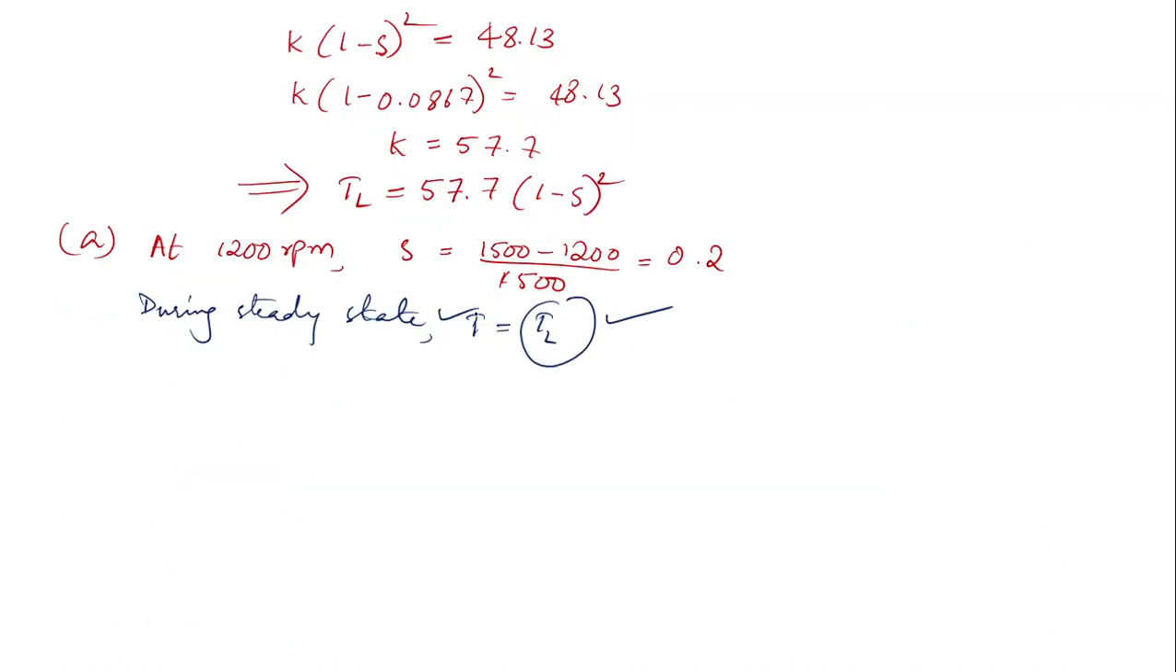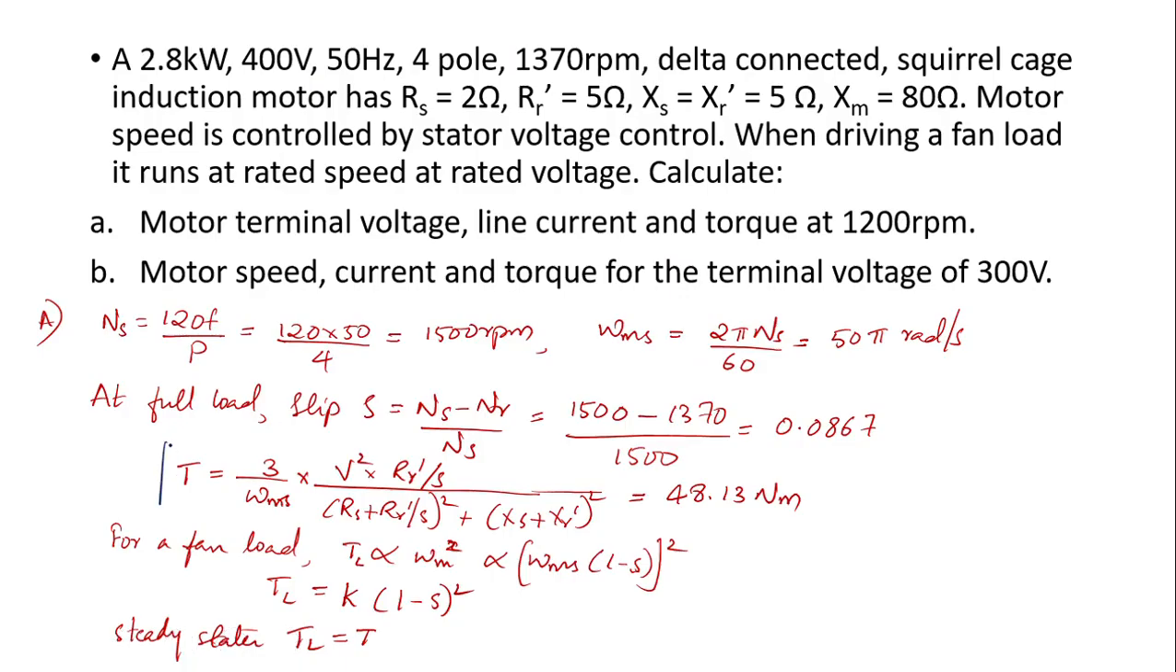So you have to find out the value for the load torque, and finding it is not difficult because you already know the equation. Load torque is equal to 57.7 into (1 minus 0.2) square. On solving in your calculator, you will get the value of load torque as 36.9 Newton meters. And you can equate this value to your equation over here.